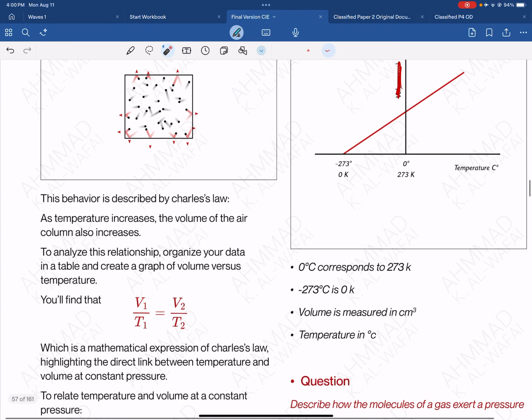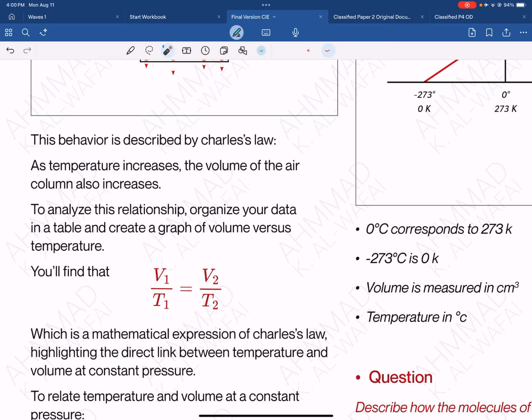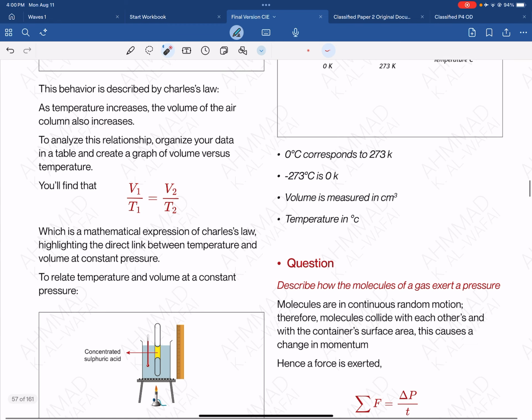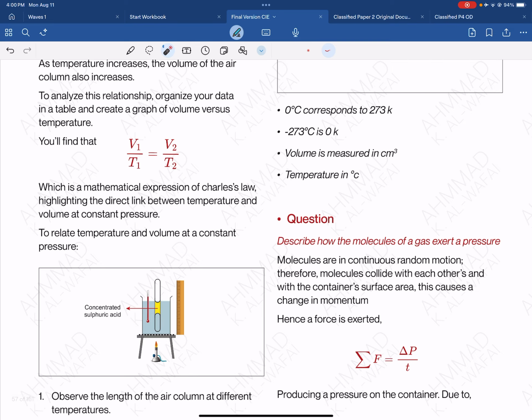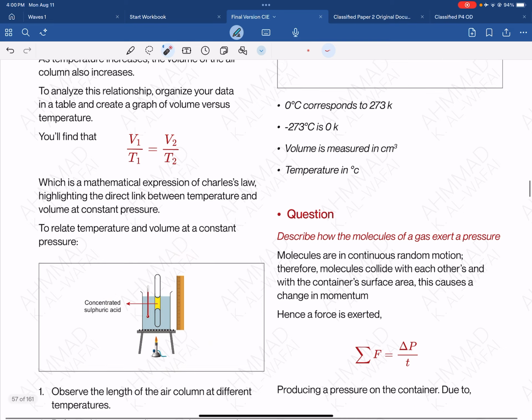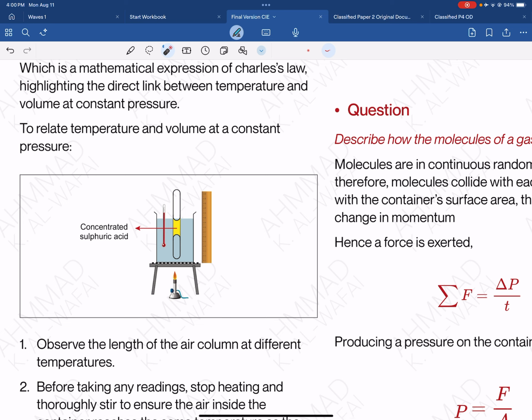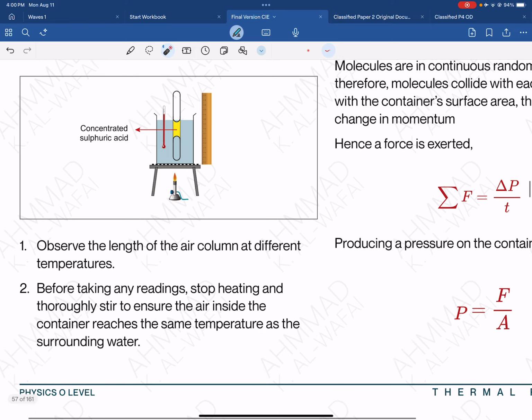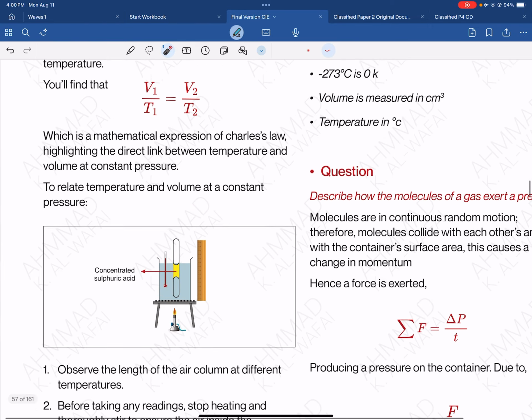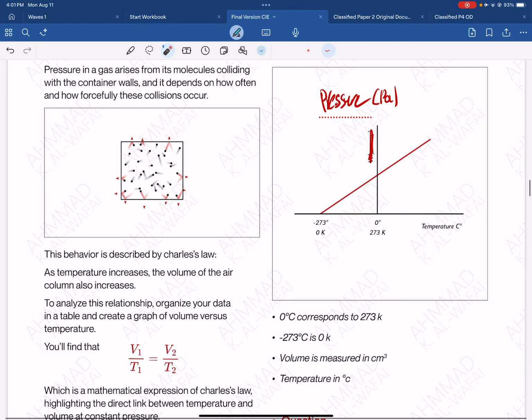Now, Charles's law proved that volume and temperature are directly proportional. So if you increase the temperature, you increase the kinetic energy of the molecules. The molecules move faster, collide faster, take up more space, and therefore the volume increases. Okay, so that is the relationship between volume and temperature. This is also shown in this diagram. Increase the temperature, and the gas inside takes up more volume. Basically, that's it.